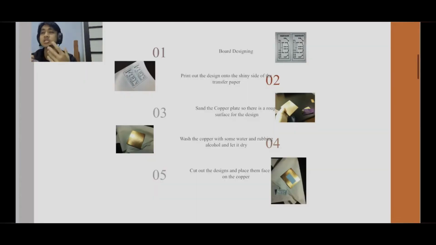So these are the steps for how to complete a etching process. The first step is a board designing. Second step is print out the design into the shiny side of the transfer paper, and the third step is sand the copper plate so there is a rough surface for the design. Next is wash the copper with some water and rubbing alcohol and let it dry. For the fifth step is cut out the designs and place them face down on the copper.